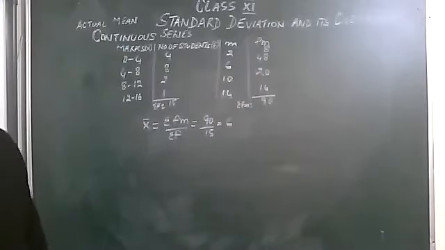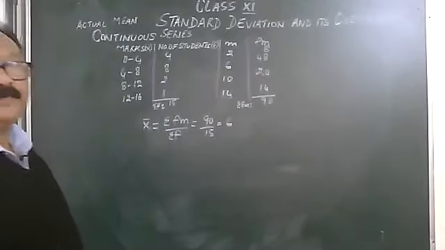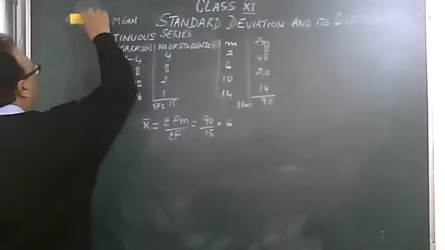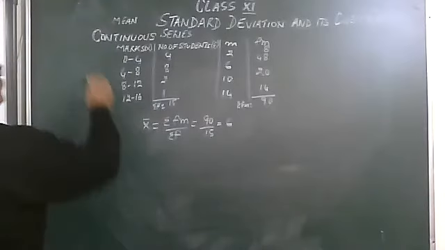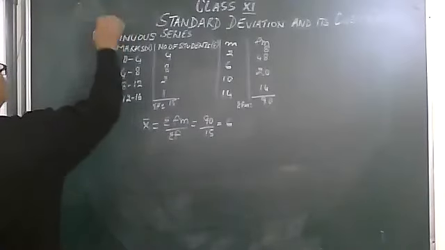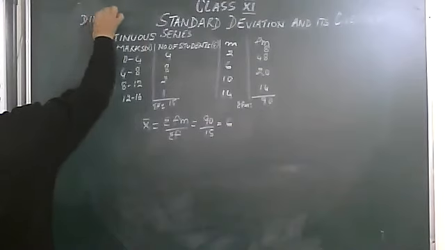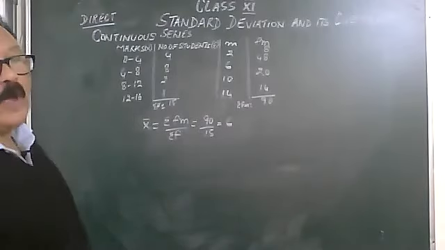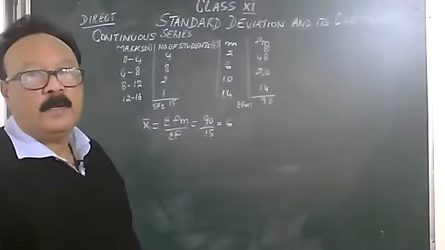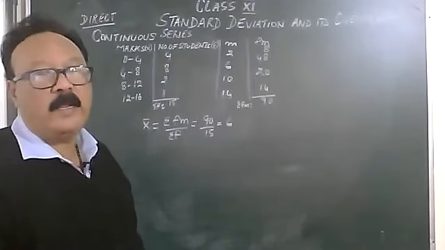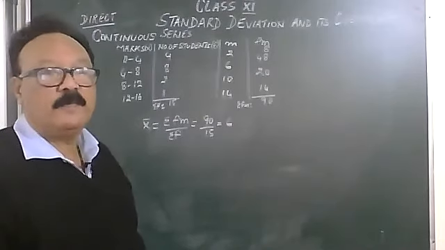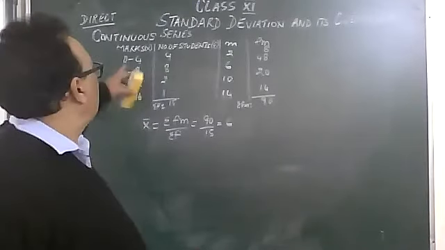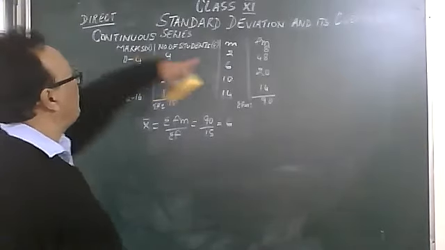Till here it is the same question. Find the standard deviation and its coefficient by the direct method. You have to find out the mean. The steps are the same. You find the midpoints, f m upon sigma f, that is the mean is equal to 6. And the first step, like always, when the class interval is given, you find the midpoints.